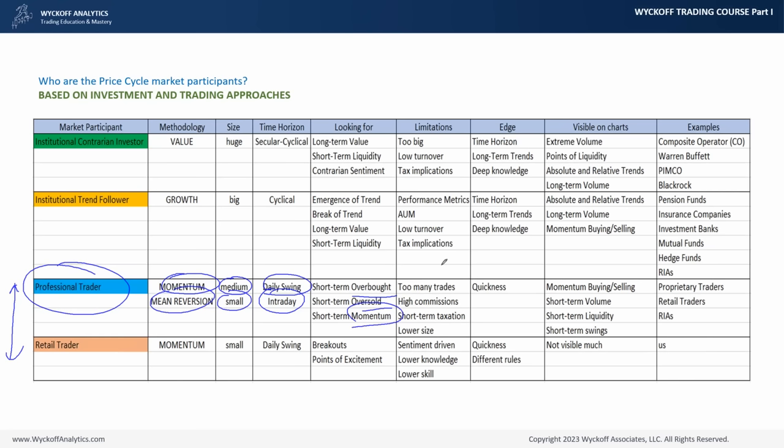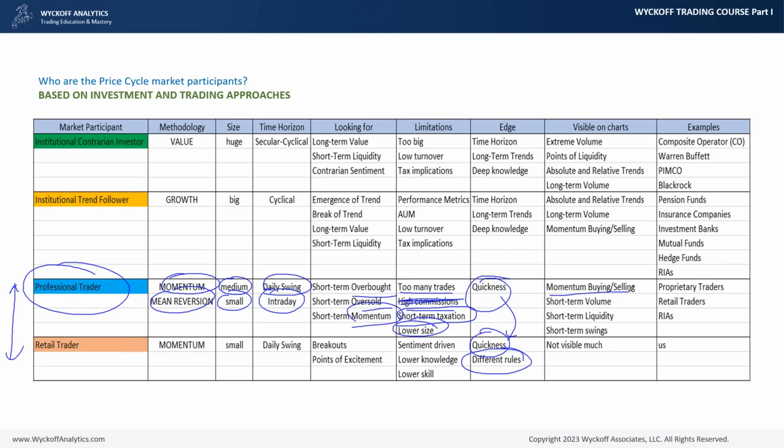Their limitations are that they have too many trades, high commission, which is not relevant anymore, or maybe less relevant, short-term taxation, which is still relevant, and smaller size. But their edge is quickness, as it is for retail traders as well. They also could have multiple rules, multiple models, which allows them to participate in different market environments, whereas larger market participants like value investors might not be able to do so. They are visible on the chart through the short-term momentum buying and selling, short-term volume, short-term liquidity, short-term swings.